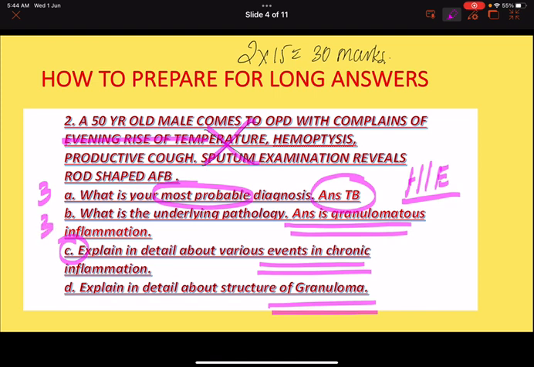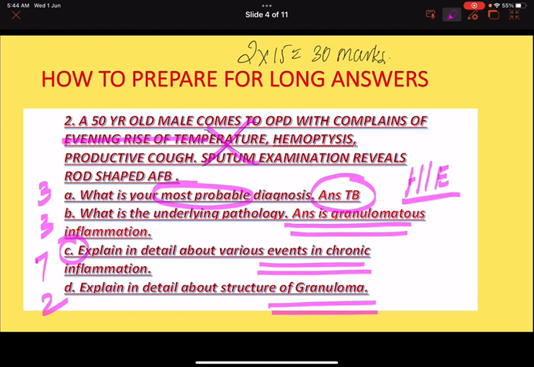Now that itself is 6 marks. Then for another 7 marks, it will be for chronic inflammation. In chronic inflammation, we have different pathways of macrophage activation. We have granulomatous inflammation. What is the pathogenesis? Everything we can write a lot. And finally, for some 2 marks, for the structure of granuloma, you have to draw it beautifully and label it properly.